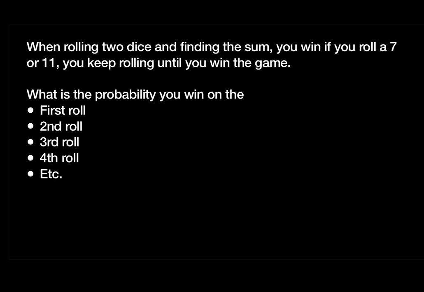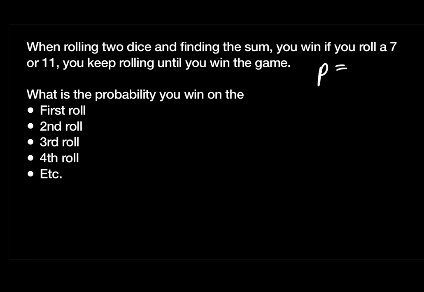This one then is what's called a geometric. So geometric is similar to a binomial, but what differs is instead of having a set number of trials, we're going to do something until we have a success. So here's an example. When you roll 2 dice and you find the sum, you win if you roll a 7 or 11. You keep on rolling until you win the game. What's the probability of winning?